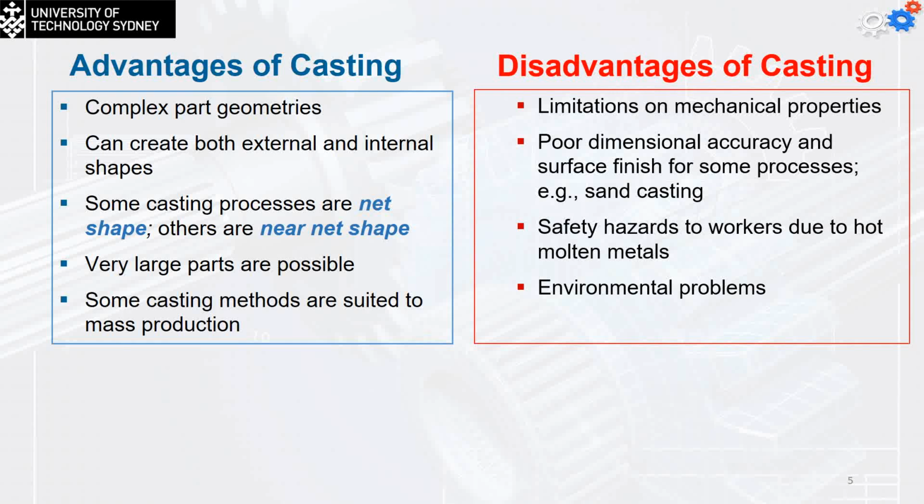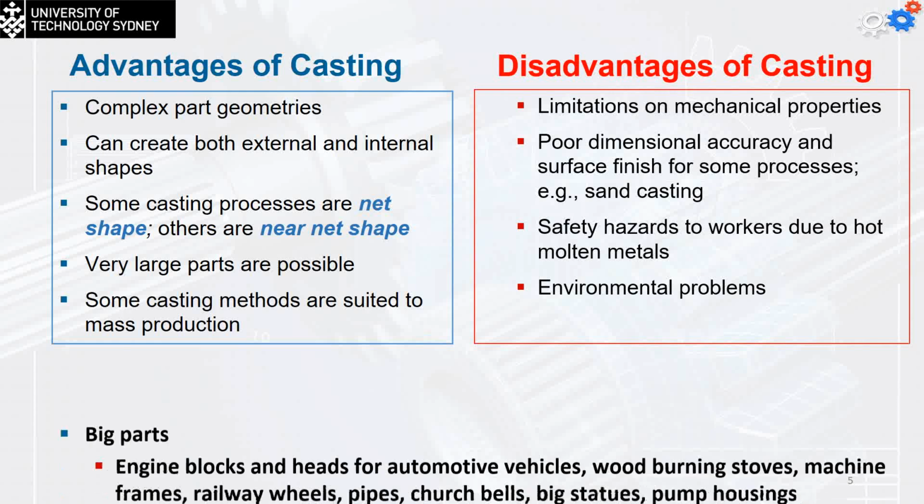Because we're using heat and we work with hot molten metals, that's a safety hazard. Also, it's an environmental problem because we're burning something to melt the metal. So we can release gases and footprint to the environment, and this will give bad environmental problems.